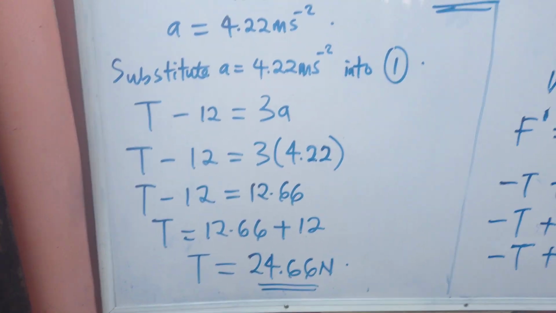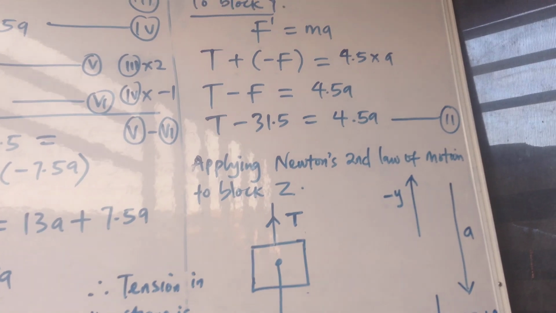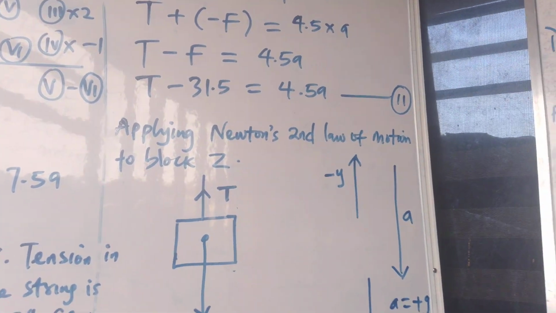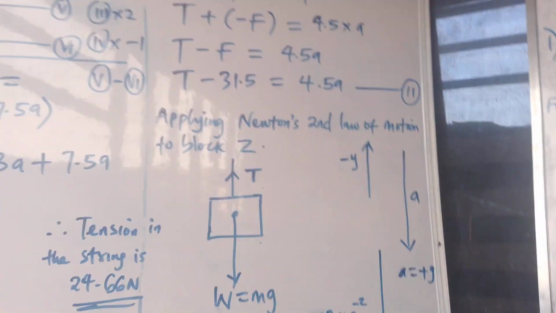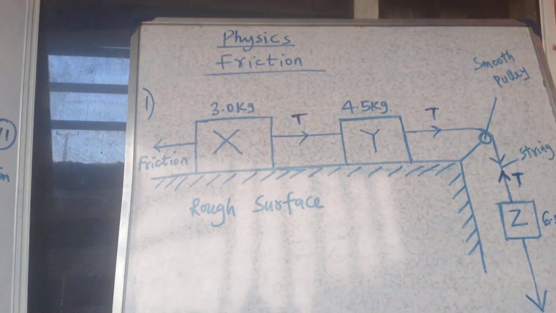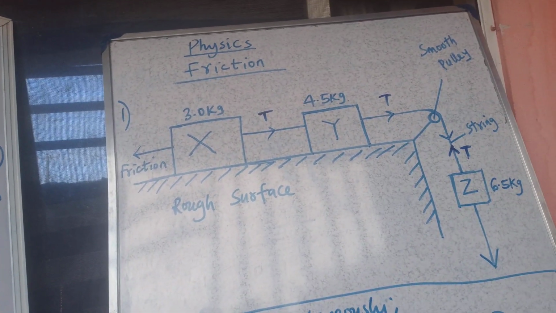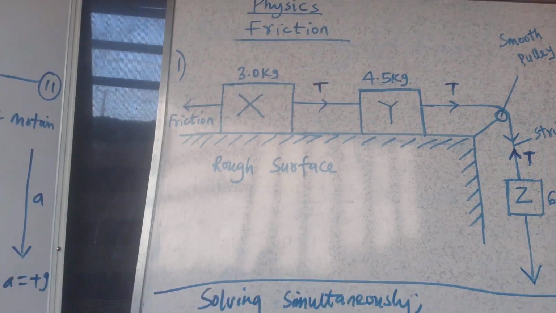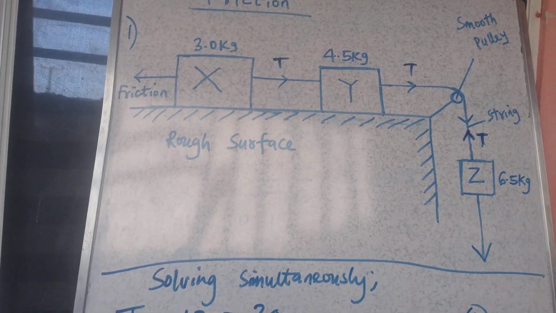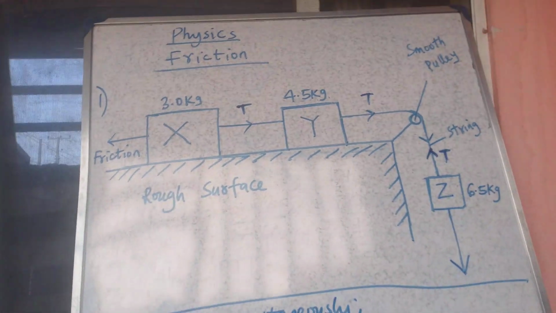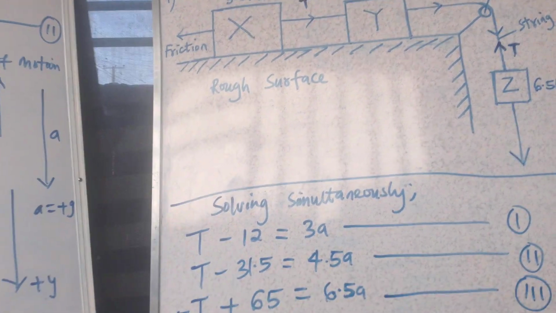Okay, so the question on friction. Friction is a contact force that occurs between two surfaces. You also observe that friction opposes relative motion, so it acts in the opposite direction to motion. If the block is moving towards the right, friction will act towards the left. So it's a force that opposes relative motion, and it occurs between two surfaces in contact. The tension in that string, tension T, we have solved and gotten 24.66 Newton.